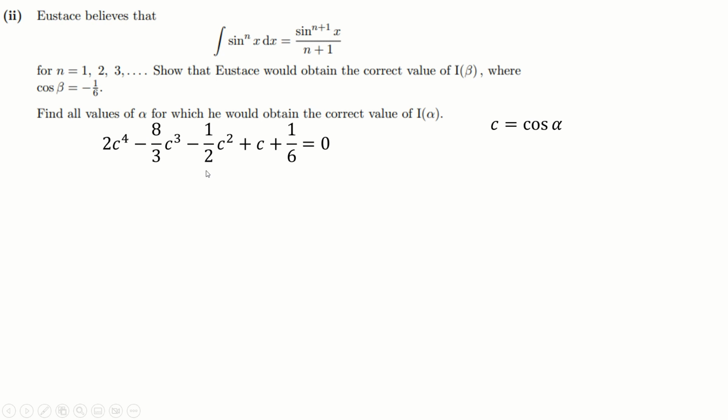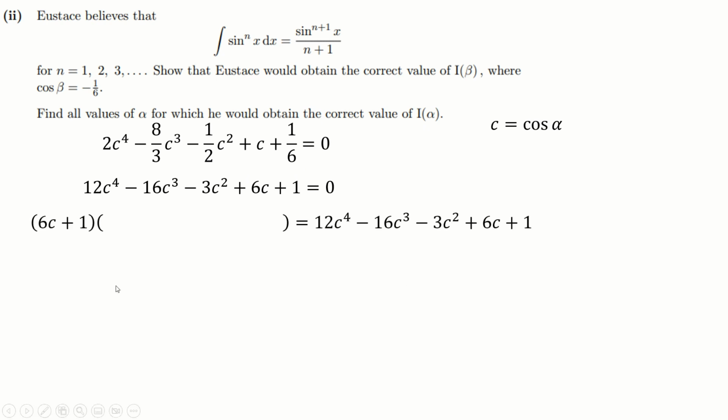So everything's all the same, except I now know that cos alpha, because we're back in the alpha world for some reason, is equal to minus a sixth. So if I times everything by 6 first, I now know that 6C plus 1 is a factor of this, because C equals minus a sixth is a thing that works. So I could do some polynomial division, but I'm not going to. I'm just going to spot all the coefficients one by one. Obviously this needs to be a 2C cubed, because otherwise I'm not going to get 12C to the 4. At the end we need a 1, because 1 times 1 is 1. And then we just need the middle two terms, which I'll just call a and b for now.